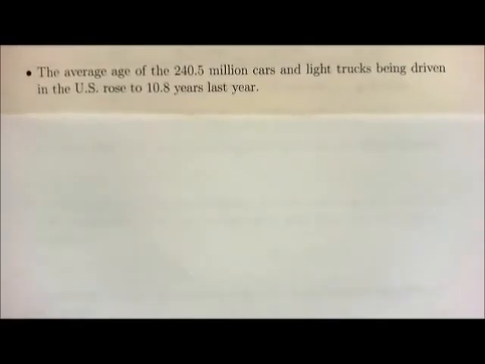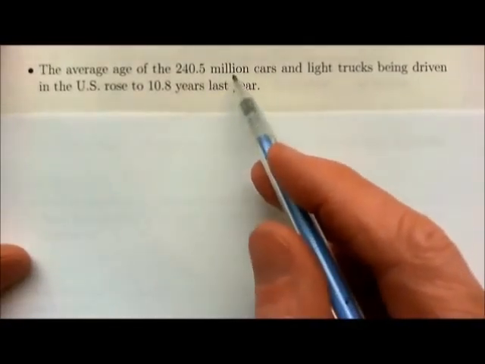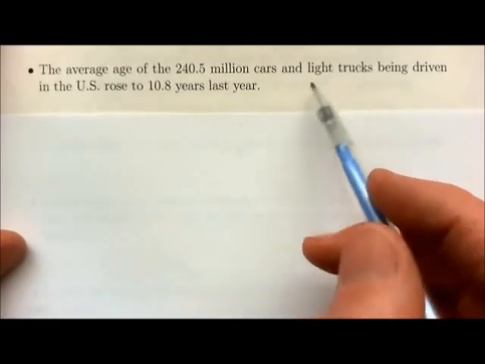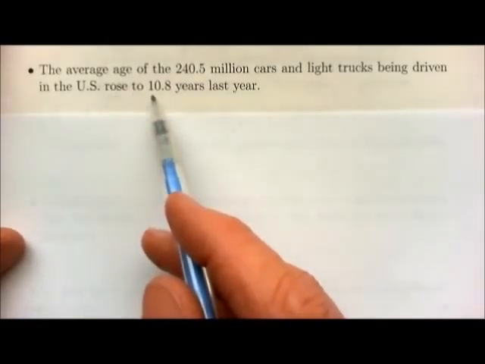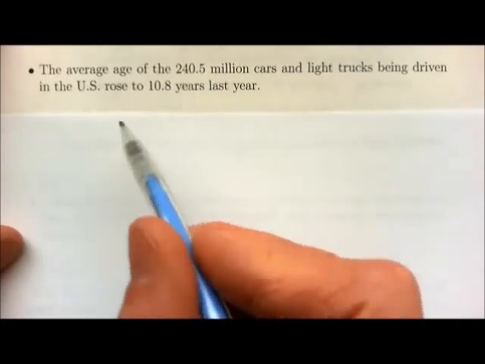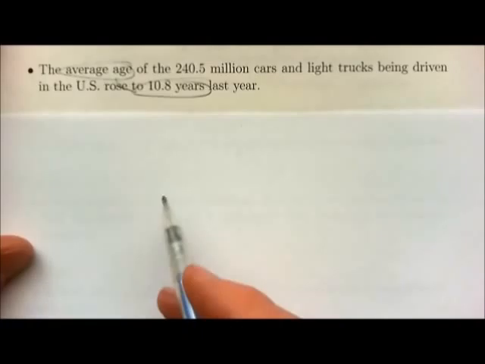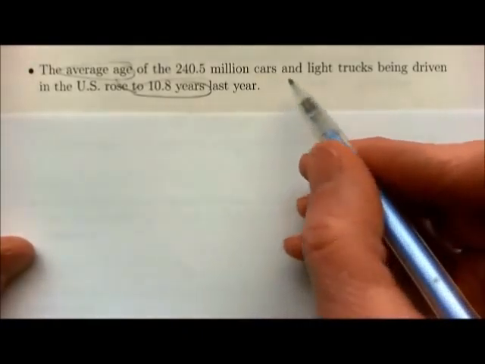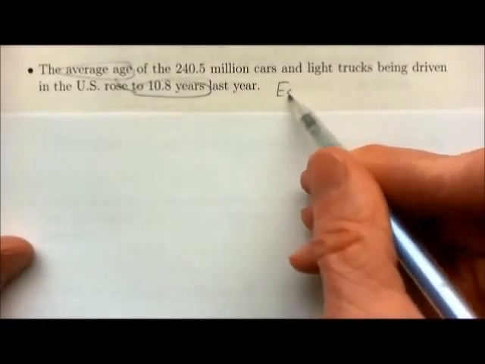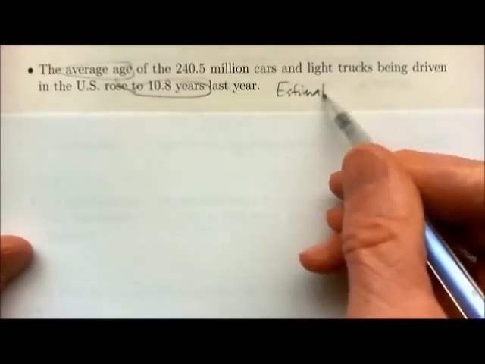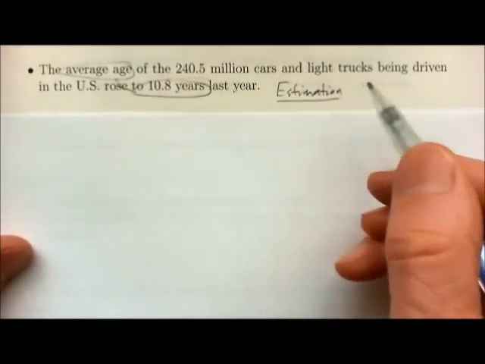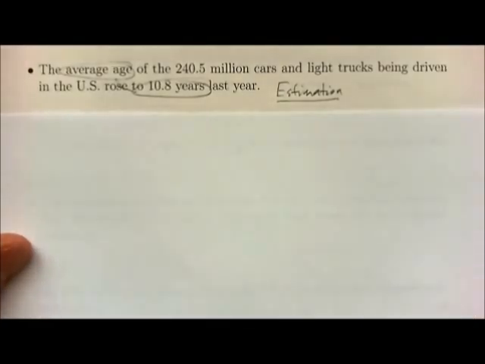Here we have the average age of the 240.5 million cars and light trucks being driven in the U.S. It says it rose to 10.8 years last year. So the average age is 10.8 years. They're stating a mean in this case, so this is again an example of estimation. And it's not hard to believe that there's no way they could gather this information from all cars and light trucks, so it must have been obtained from a sample.